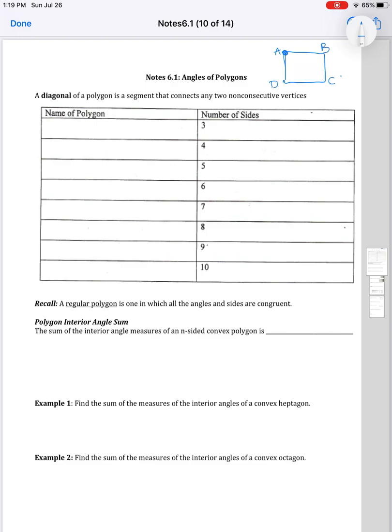So chapter 6, now we're going to start to focus on polygons, different kinds of polygons, and then we're going to get into more with quadrilaterals. But before we go over that, we've got to go over a little bit of vocab. We got some formulas here.